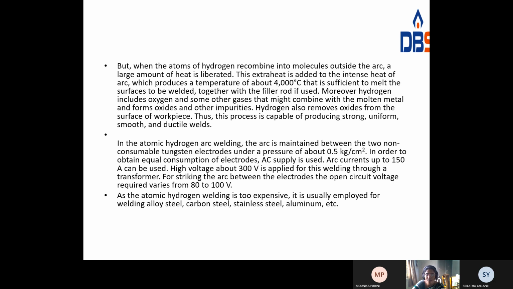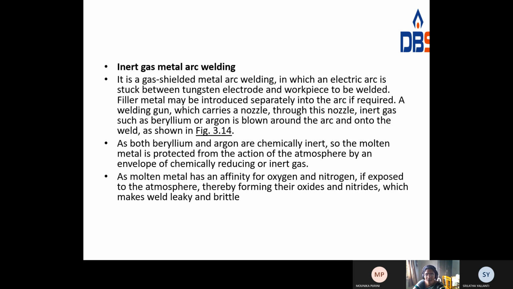A high voltage of about 300 volts is applied for this welding through a transformer. For striking the arc between the electrodes, an open circuit voltage of 80 to 100 volts is used. As atomic hydrogen welding is very expensive, it is usually employed for welding alloy steel, carbon steel, stainless steel, aluminium, etc. So this is about atomic hydrogen arc welding.